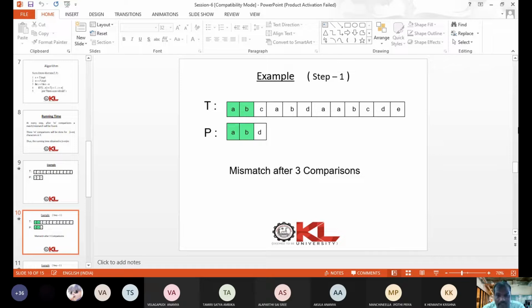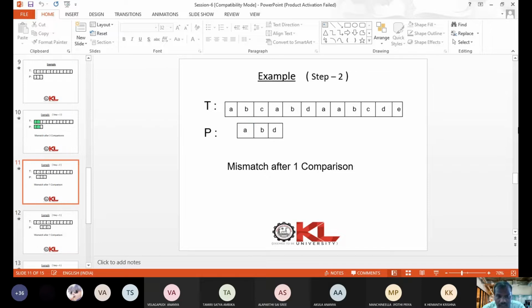Then what we do is increment one character in the given actual string. Then it will be like this. In the first comparison, A is compared with B, right?